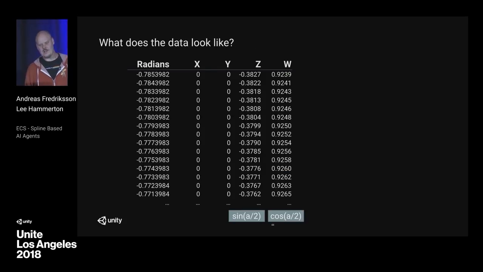So what does the data look like? Always the question you should ask yourself. We had mentioned before that we're just banking around the Z axis, so the resulting quaternion is going to look like this. For our radians, which range from negative 0.8 to about 0.8, we have x, y, z, w. Z is going to be from about negative 0.38 to positive 0.38, and w is going to be close to 1. That's just what the data looks like, and it corresponds to the things I showed in the expression.